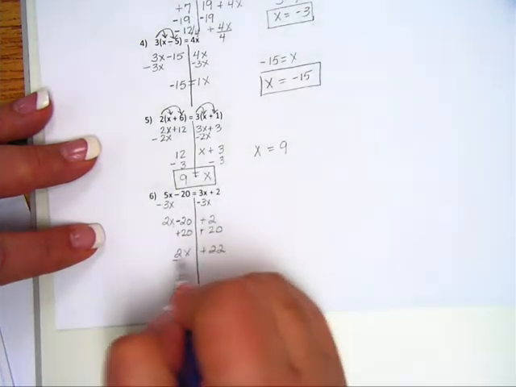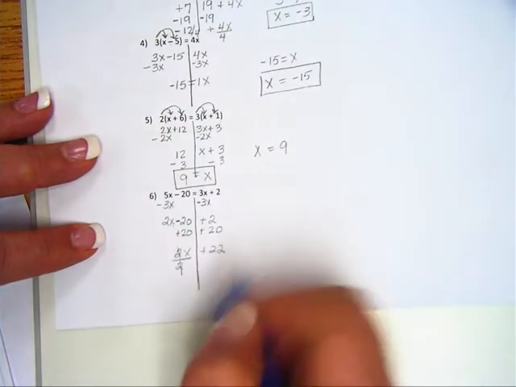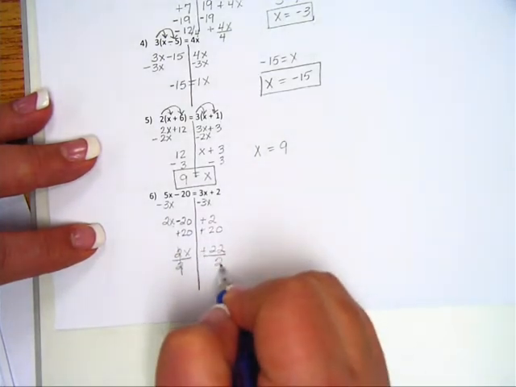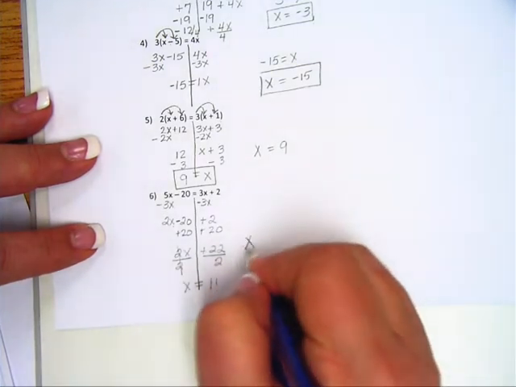When I do my division, I divide by 2. That gets this variable by itself, which was my goal. Divide this side by 2, and I get x equals 11. My answer is x equals 11.